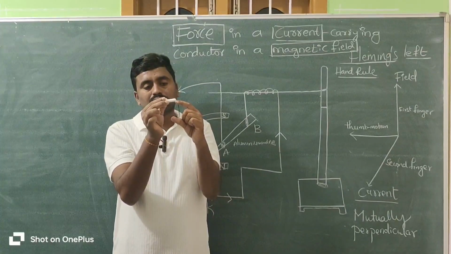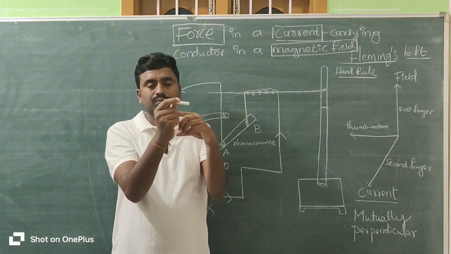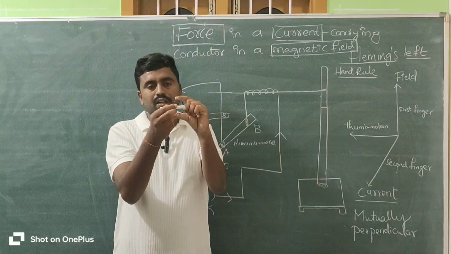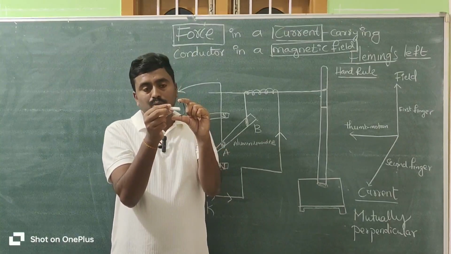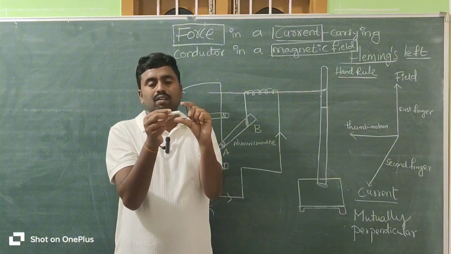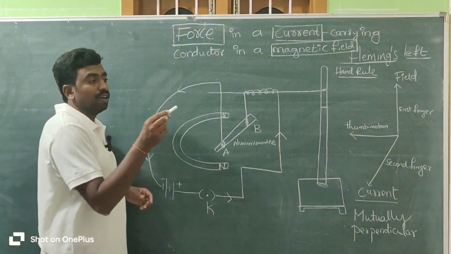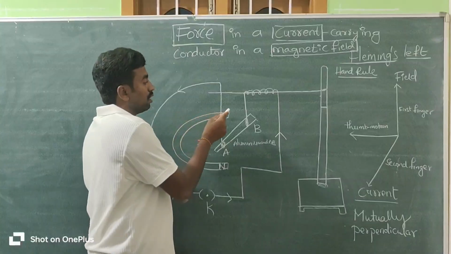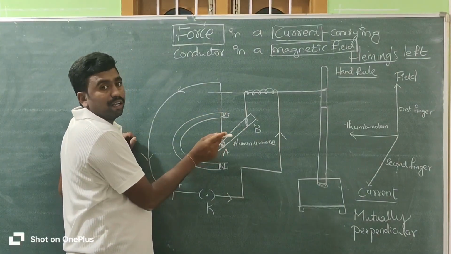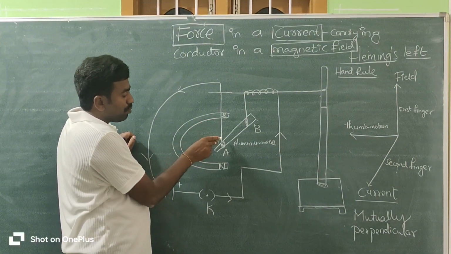So the motion of the aluminum rod depends upon the direction of current. This is the first observation. Now we have to find the deflection of the aluminum rod in the presence of the horseshoe magnet. Suppose the south pole is upward and the north pole is downward, it is deflecting to the left side. Now if you change the direction, moving the north pole upward and the south pole downward, the deflection also changes.